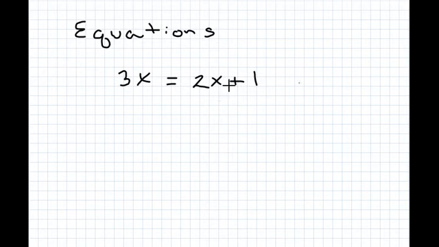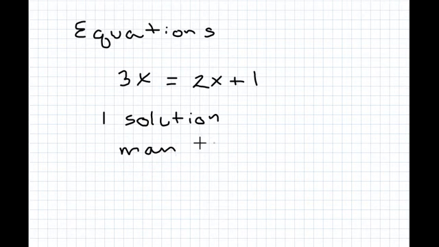So we could possibly have one solution. We're going to look at all our possibilities here. You could have one solution, or you might have many solutions. There may possibly be an infinite number of solutions also.